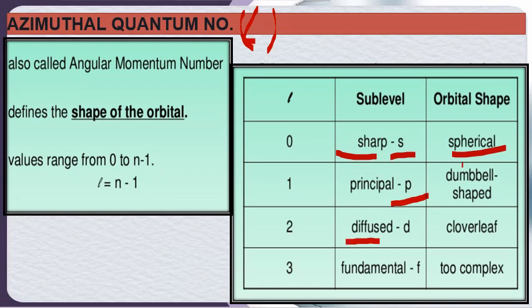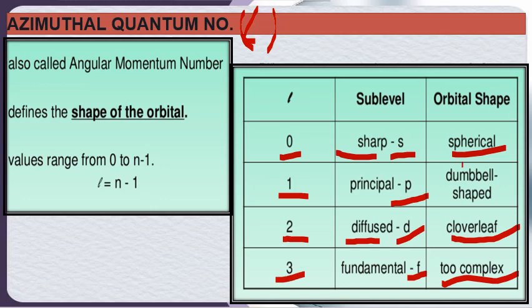Then diffused lines for d orbitals. They are clover leaf-like shapes. And fundamental is for the f orbitals. They are very complex ones. Right? Now you can see the value of L is different for each of the sublevels or subshells. For S, it is 0. For P, it is 1. For D, it is 2. And for F, it is 3.